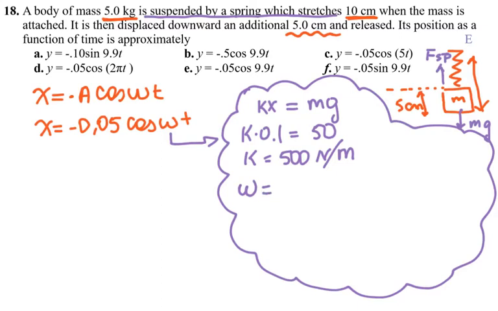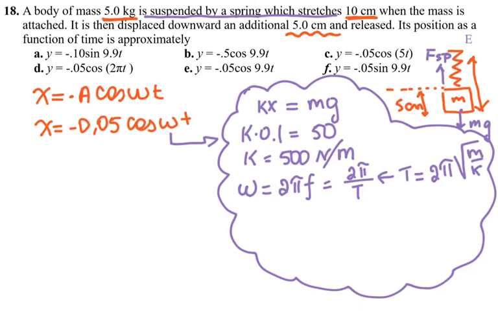Now, to find omega, I know that omega is equal to 2 pi times the frequency. That's the same as 2 pi over the period. And the period for the spring is equal to 2 pi times the square root of m over k. And this is just the formula that you have seen in the past or in the lessons that you went through. And this is the formula that was just introduced to you at the beginning of the lesson.